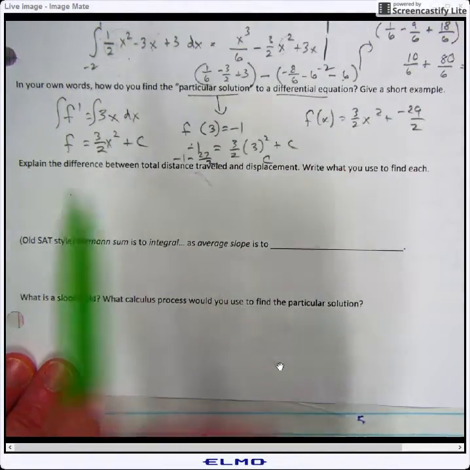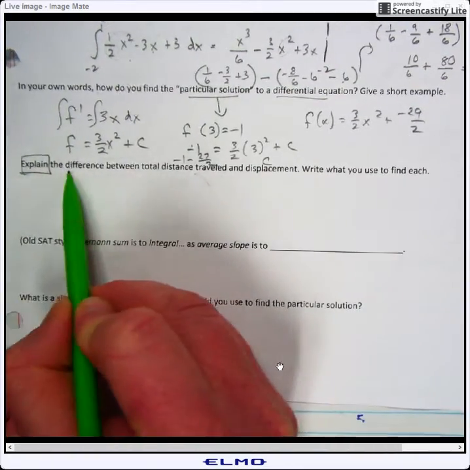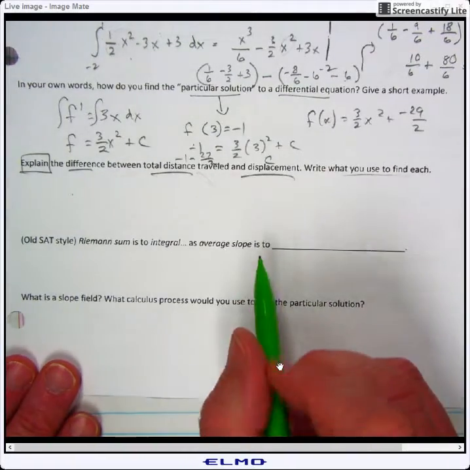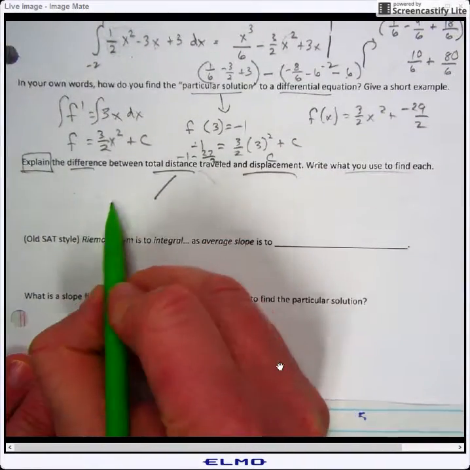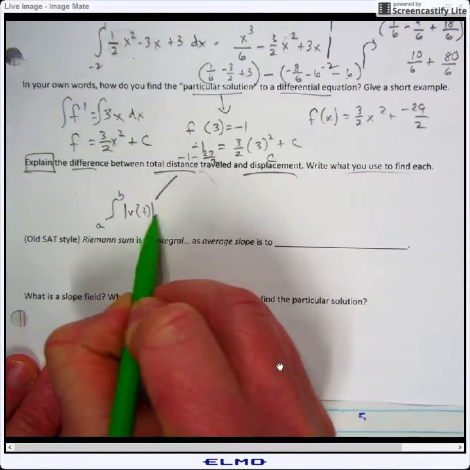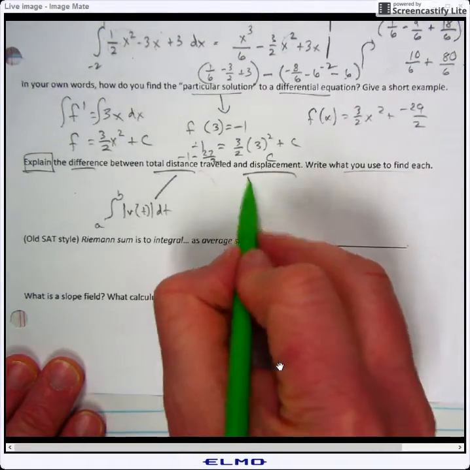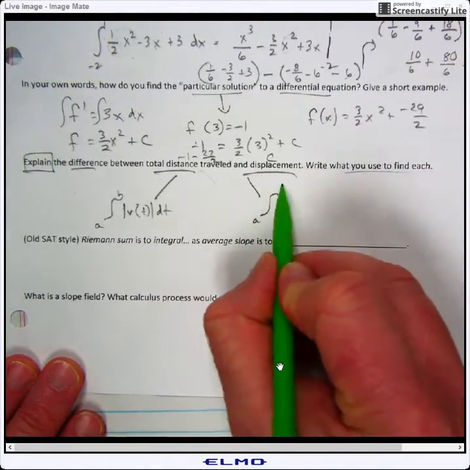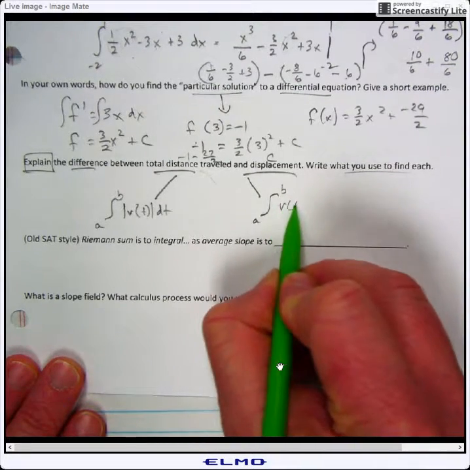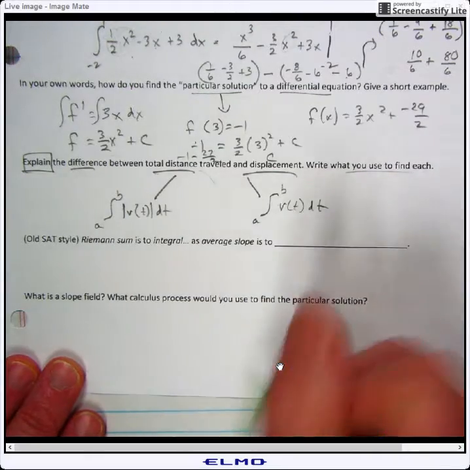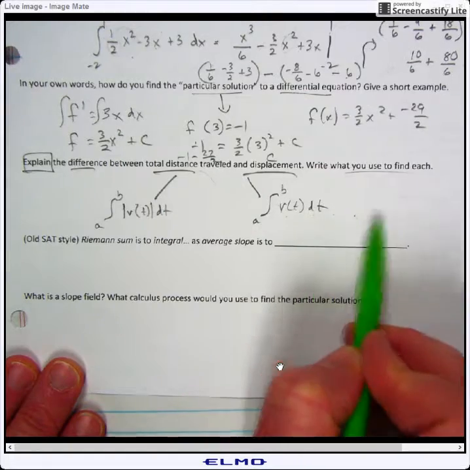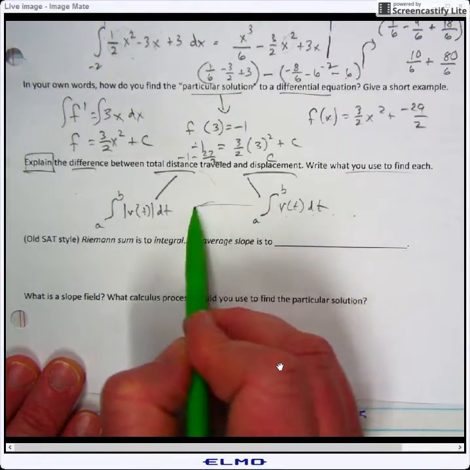They are not the same thing, very much often confused. Explain the difference between total distance traveled and displacement. Write what you use to find each. Okay, total distance traveled. We can't talk about direction, so we use absolute value. Displacement, where you're at right now, any given point, also known as position. Position is just the integral. We need the direction. So you know where we ended up. If you graphed this one and made all the negative area sections positive, you would get this one. That's the only difference between those two.